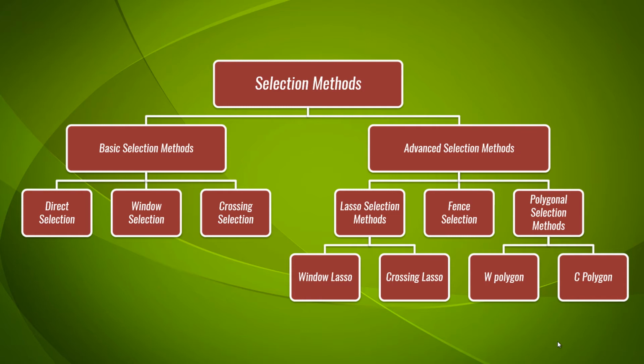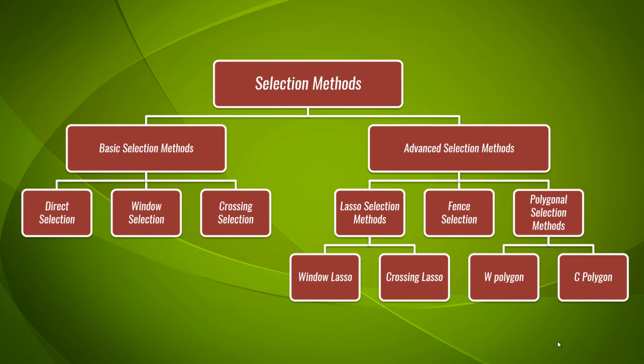Similarly, in advanced selection methods, there are three types: lasso selection method, fence selection method and polygonal selection method. The lasso selection method is again subdivided into window lasso and crossing lasso. Similarly, polygonal selection methods are again divided into W polygon selection method and C polygon selection method. We will be discussing these selection methods in the software.